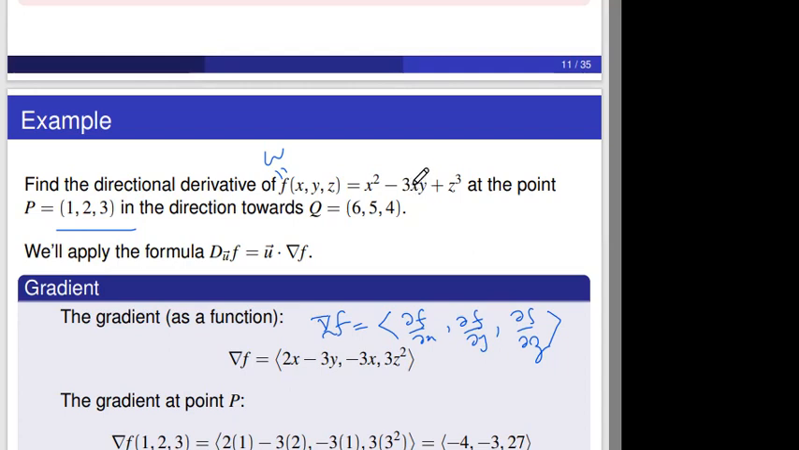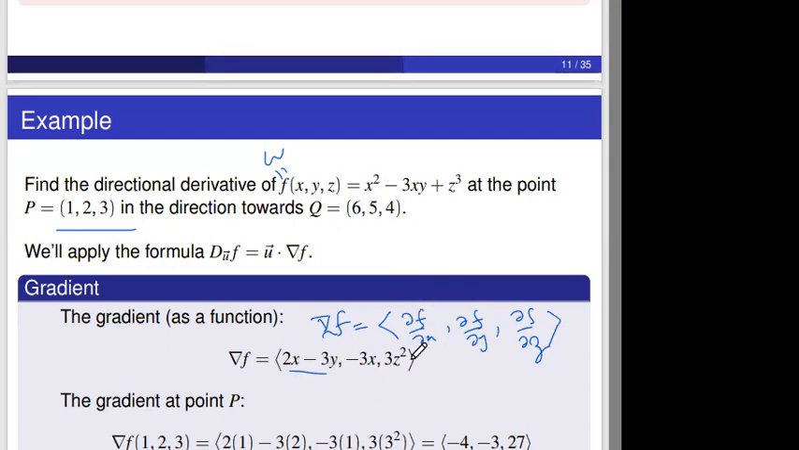Yep, only one x. When you differentiate this with respect to x, this becomes negative 3y. And when you differentiate this term with respect to x, you get 0, because other variables are considered to be constant, right? So this is the first component.